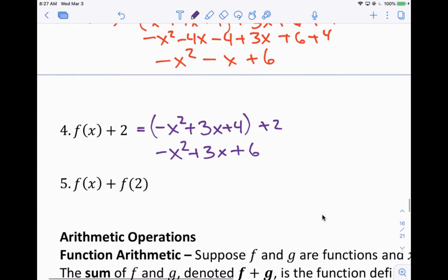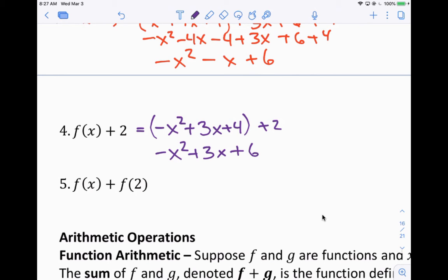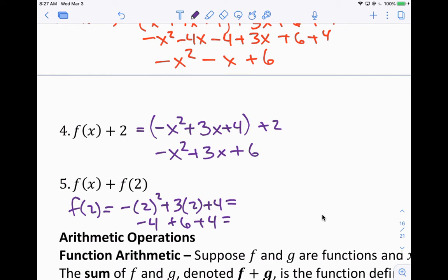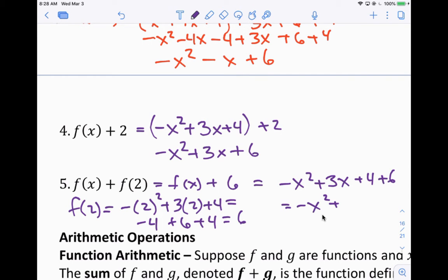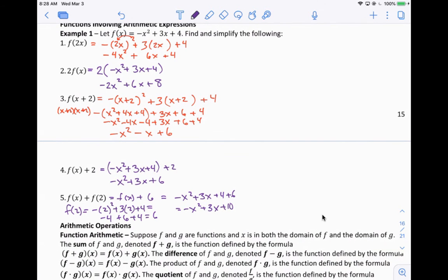This last one, it looks like they don't want us to just add a 2. They want us to add the output of 2. So they want us to find f of 2. What on earth is f of 2? Let's see. F of 2 would be to just plug a straight 2 into the function. And so we would get 4 squared negated plus 6 plus 4. I believe we've done this in the last section. It's 6. And so what they want us to do is take f of x and add 6 to it. So negative x squared, pardon me, I did not switch colors, plus 3x plus 4 plus 6, we get negative x squared plus 3x plus 10.